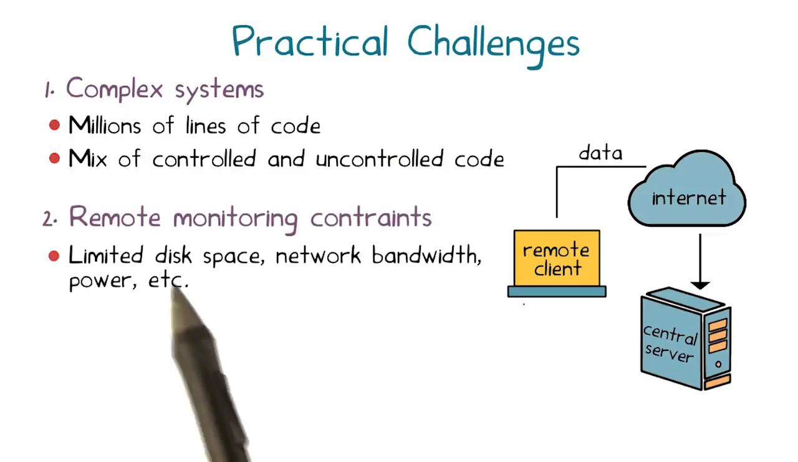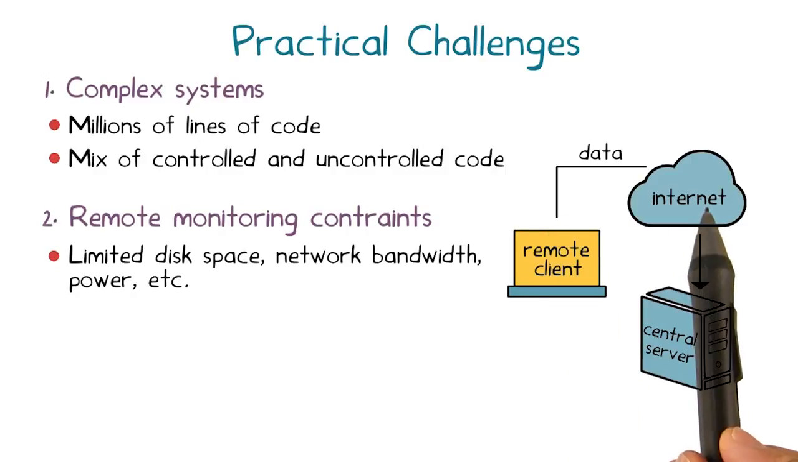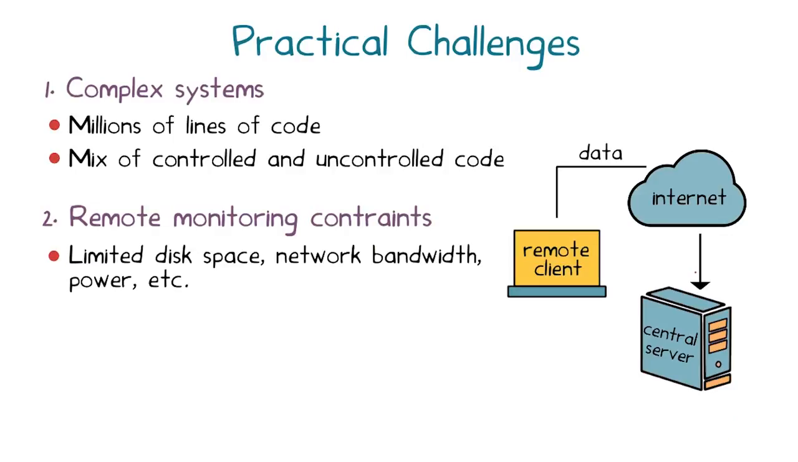Second, remote monitoring is constrained by a limited amount of disk space to store user data. For example, in the case where we are monitoring an app on the user's smartphone, as well as a limit on the bandwidth of the network through which users will need to send their data, the power that is consumed when storing and sending the data, etc. There might also be a cost to users for sending us lots of data over the network. So we must be smart in deciding what data to store and transmit.